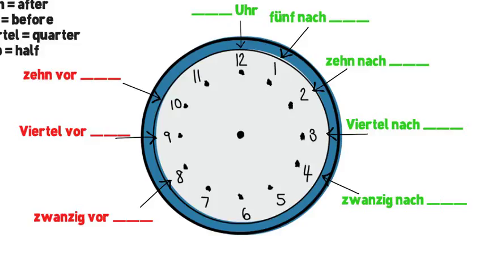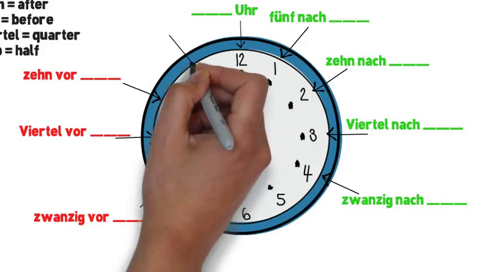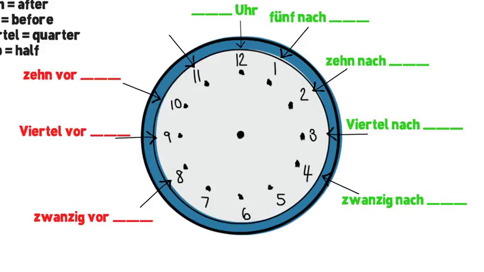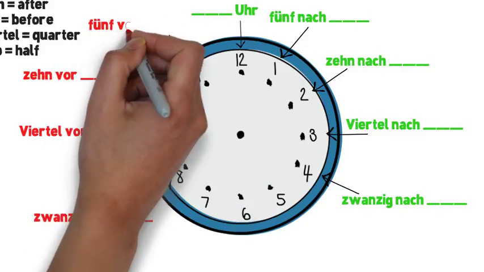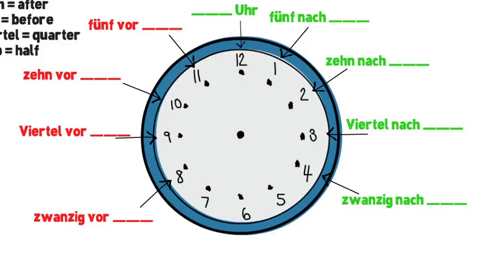At 10 of, you say 10 vor. 3:50 would be 10 vor 4, 8:50 would be 10 vor 9, 12:50 would be 10 vor 1, and so on. And at 5 of, you'd say 5 vor. So 1:55 is 5 vor 2, 4:55 is 5 vor 5, 9:55 is 5 vor 10, etc.